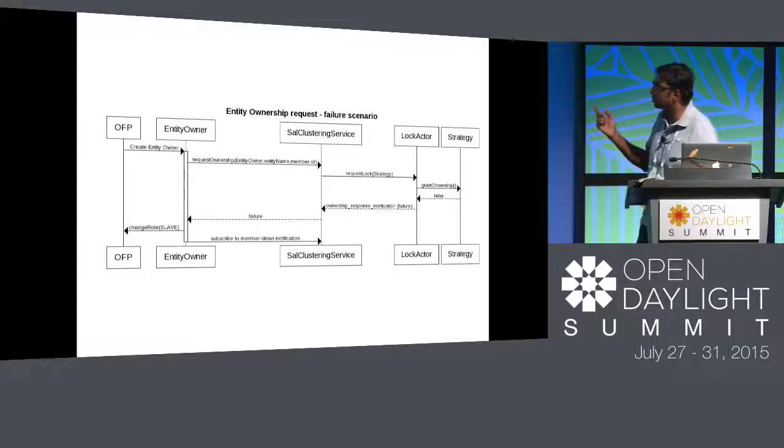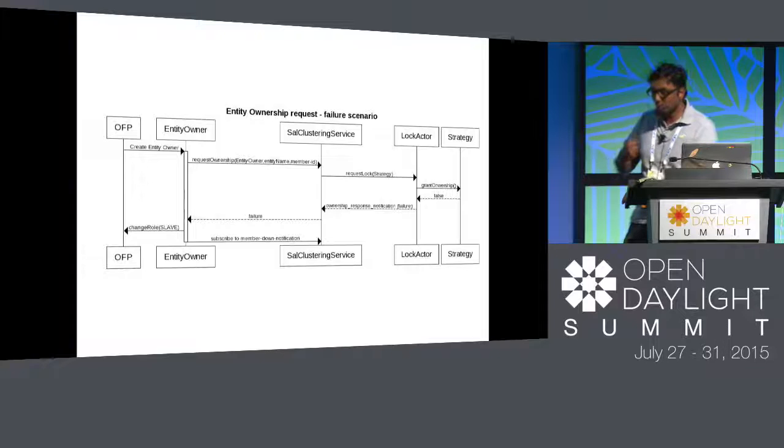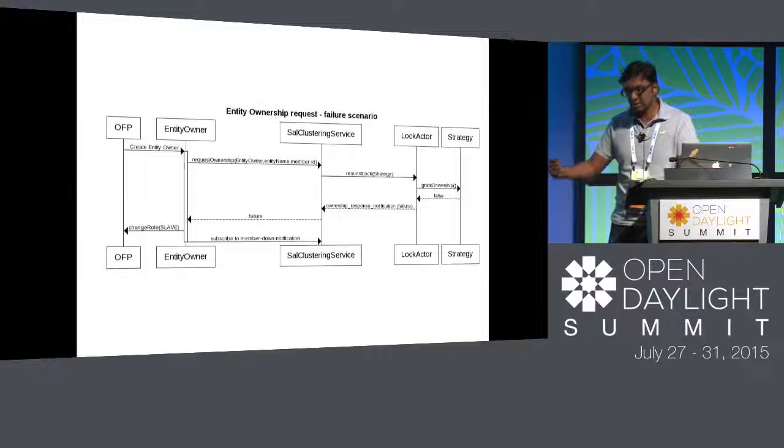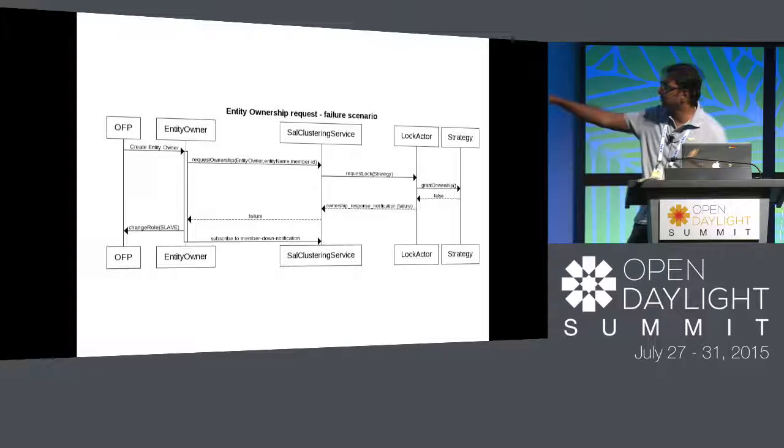Similarly, when a failure happens, it's a very similar scenario. It tries to request ownership and gets back, but it will also try to subscribe to a member down notification, because if I am not an owner for this device, and the owner goes down, then somebody should notify me that the leader has died, so I can request ownership. That's the concept of subscribing to member down notification at the very end.